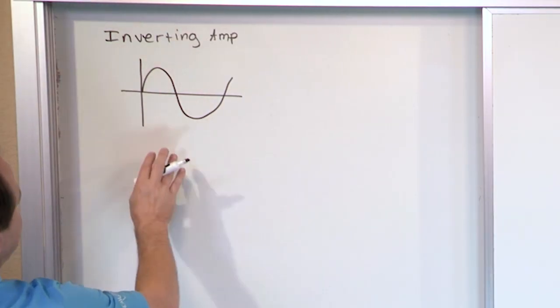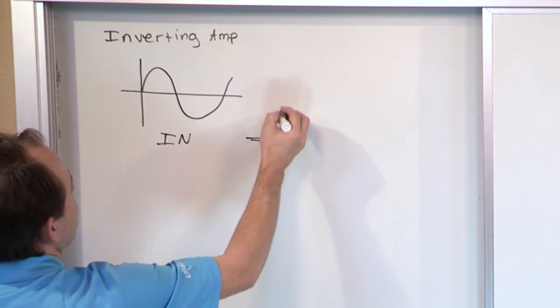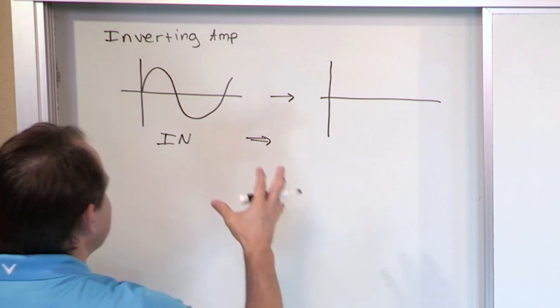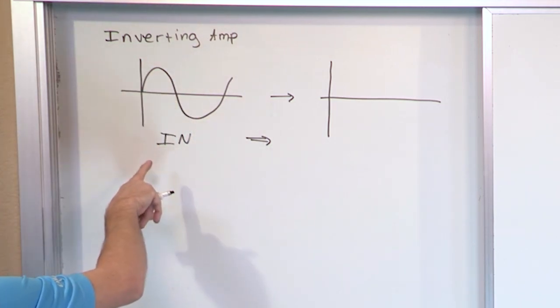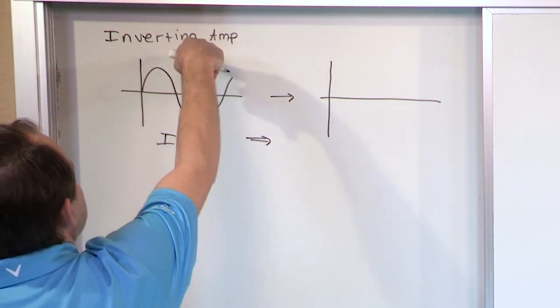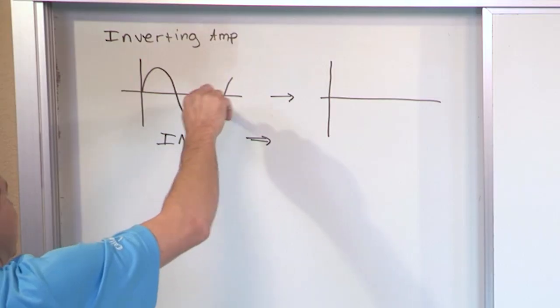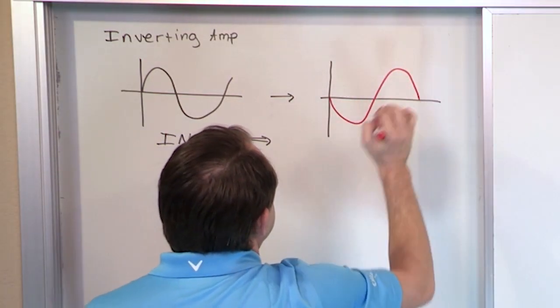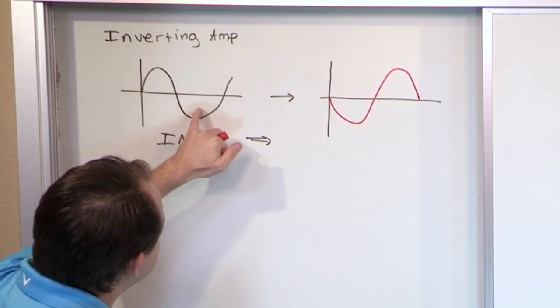The inverting amplifier, if you take this to the input, is going to give you an output signal that looks exactly like the input, except every point that's positive is mapped to negative, and every point that's negative is mapped to positive. So if the input signal looks like this, the output signal is going to look something like this. You see every point that's positive becomes negative and every point that's negative becomes positive.